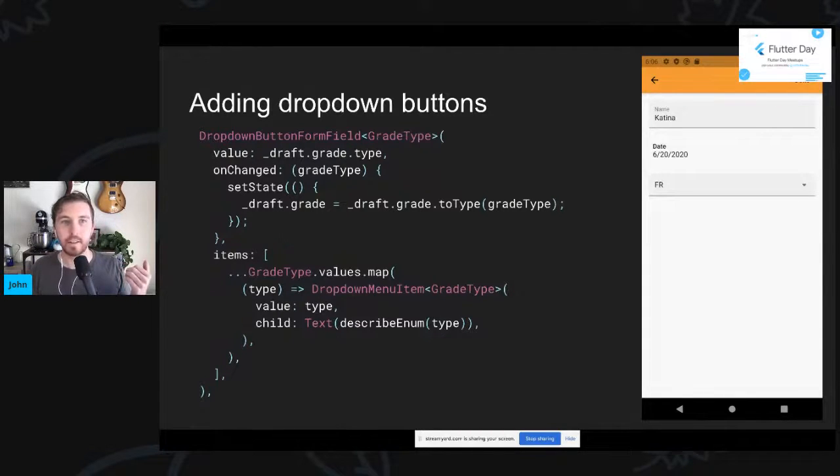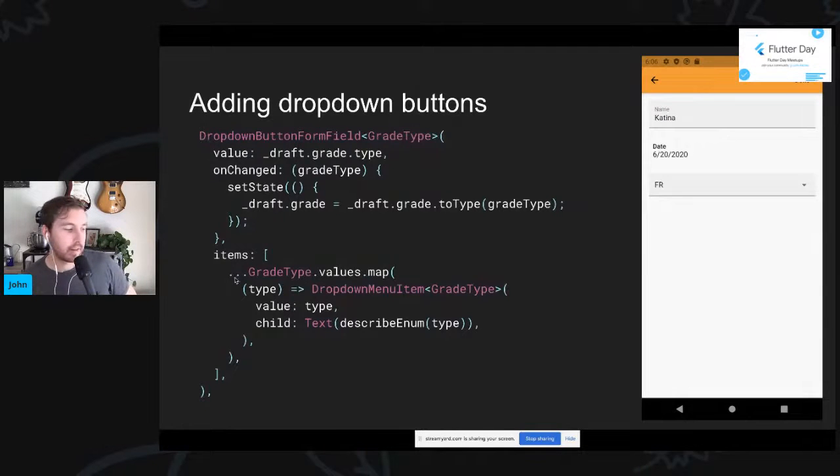I've actually given it a type of grade type. So remember, our grade type is an enumeration or an enum. So by specifying the generic type here, that tells this drop-down button form field what the type of the value is. So I'm saying the type of the value is this enumeration, and the user is going to select either French or Yosemite decimal system.